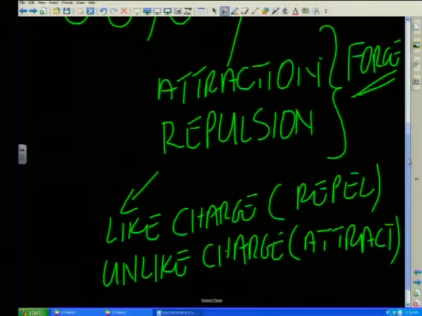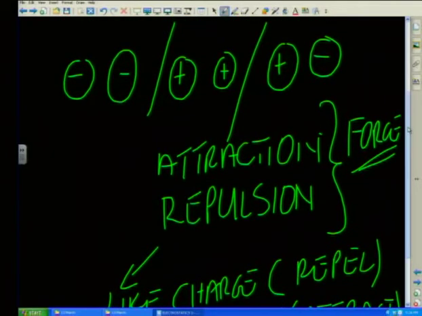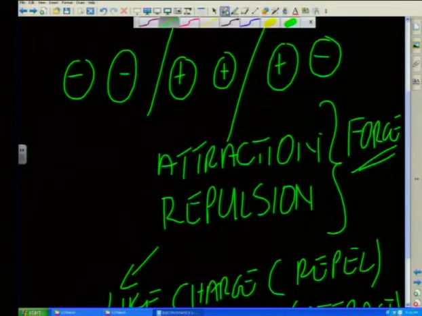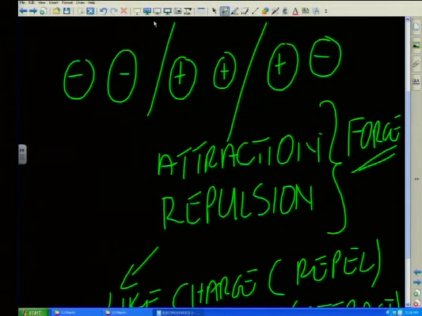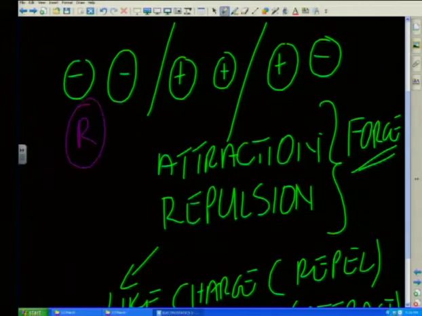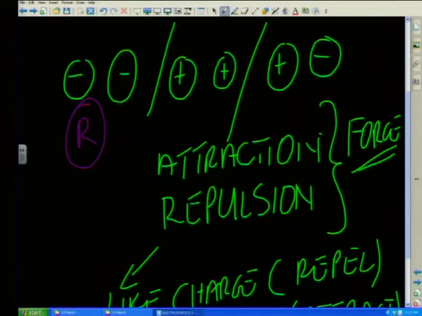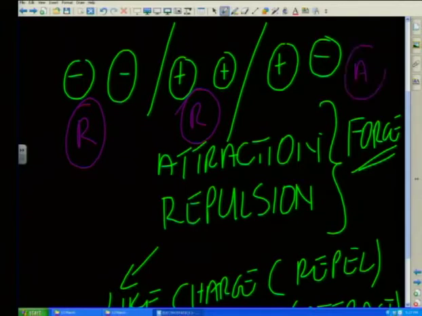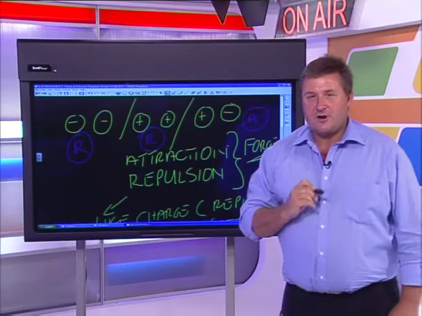So, if I just go back up slightly, and I'll put down my representations of my charges, and I'm going to change the color. Negative and negative are going to be like charges. We're going to get repulsion over there. Positive and positive, also like charges, we're going to also get repulsion. And positive and negative, well, there we're going to get our attraction.